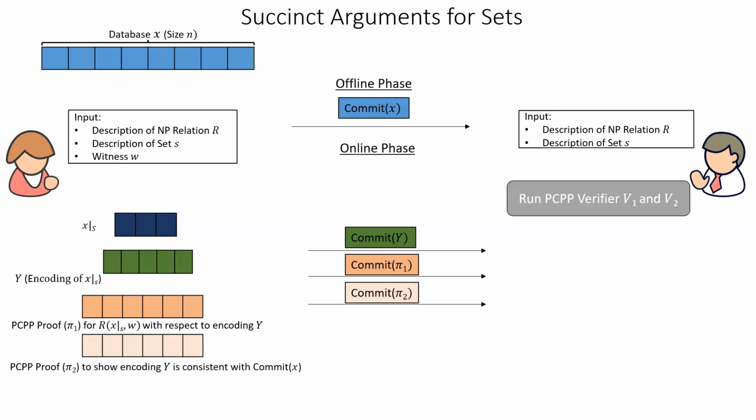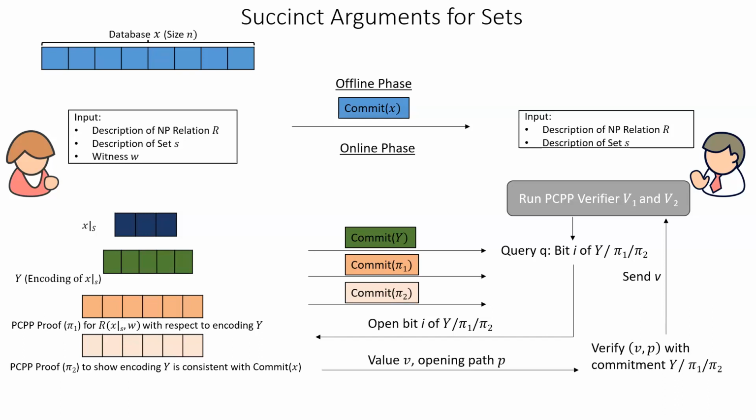Then the verifier, in its head, will run the two PCPP verifiers V1 and V2. For any query that is asked by the underlying PCPP verifier, it will request its opening from the prover. The prover will then send the value and the opening to the verifier, which the verifier will verify. And once it is verified, it will send the response to the corresponding PCPP verifier. So this process is repeated for all queries of the underlying PCPP verifiers.